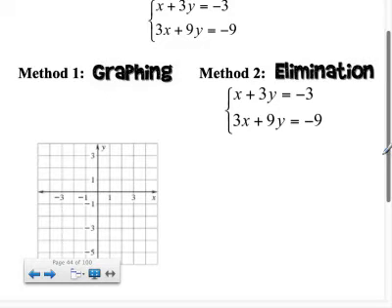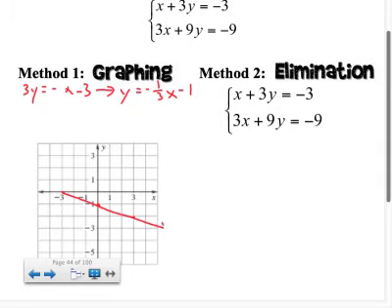I have to rearrange first. So for the first equation, I'm going to subtract x from both sides. So I get 3y equals -x minus 3. And then I have to divide everything by 3. So I get y equals -1/3 x minus 1. Okay, so I can go ahead and graph that now. So -1, and then it's -1/3. So go down 1, right 3. Up 1, left 3. And so this first line looks something like this.